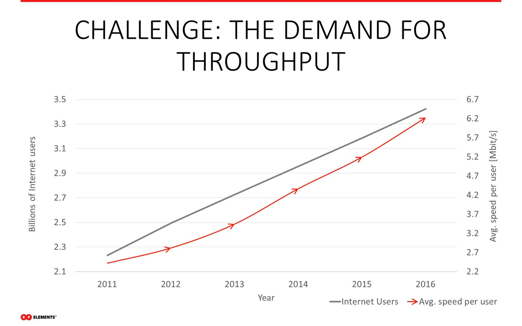So this chart represents the increase of average speed per user over the last 5 years, along with the number of users in billions over the last 5 years as well. So the demand is going up pretty fast.